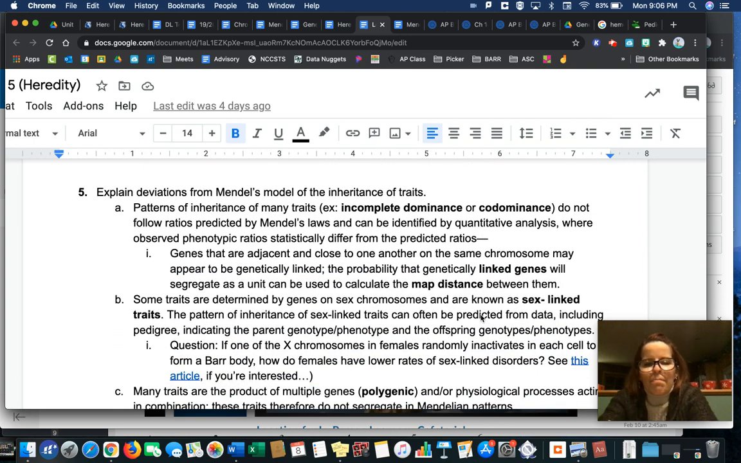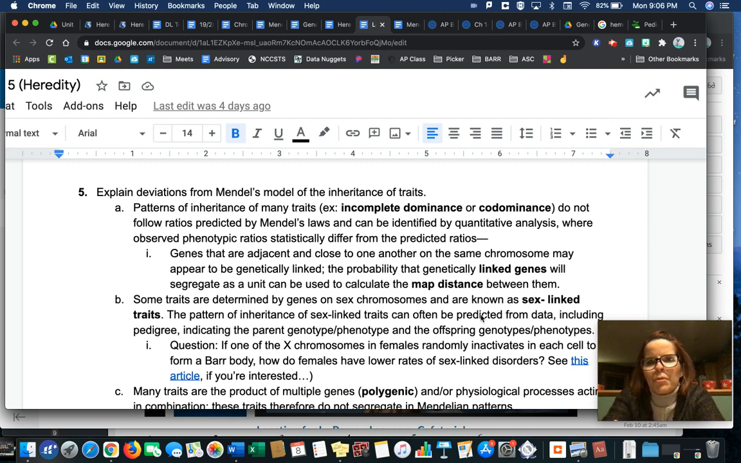Explain deviations from Mendel's model of the inheritance of traits. Patterns of inheritance of many traits. So let's do incomplete versus complete dominance. Incomplete leads to blending, and you would use 2 capital letters for that. So that's where we talked about like a red flower mating with a white flower and forming a pink flower.